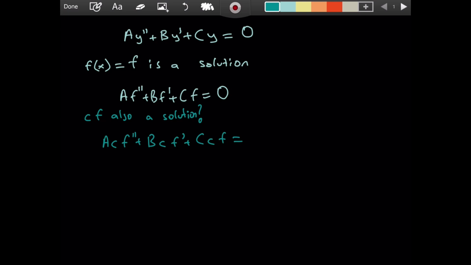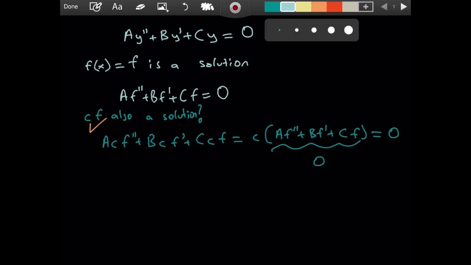Well, let's factor out the k. We have a f double prime plus b f prime plus c f. Well, we know that this is 0, so this is 0. Which means that k times f is also a solution. Interesting. Now, let me show you something that is even more interesting.